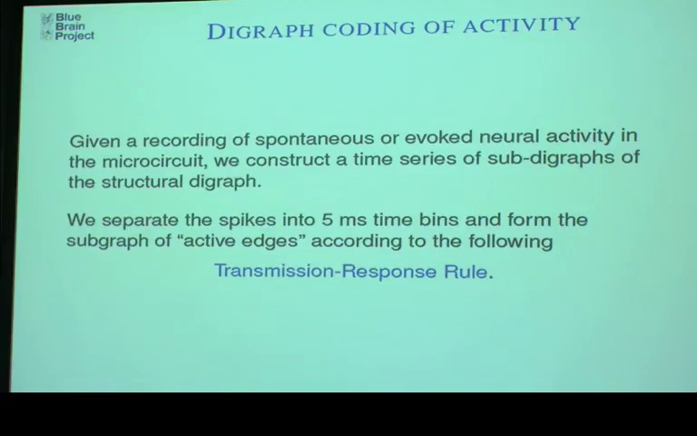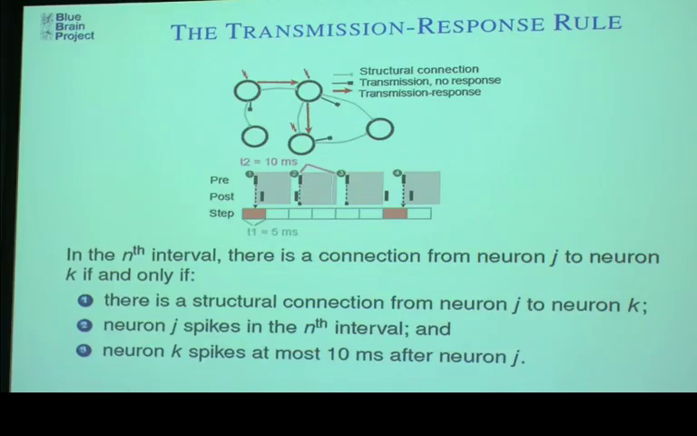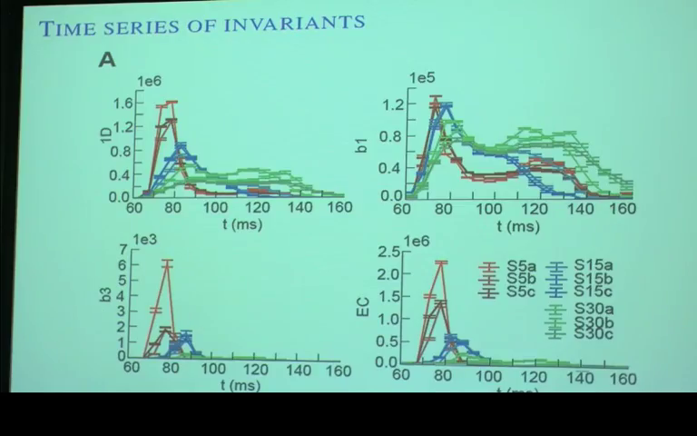In each time bin, you look at the subgraph of active connections in the graph according to a certain transmission response rule. So you start with the structural graph, and at each stage you have some subgraph describing which part of the graph is active. That gives you a time series. Since you have a time series of subgraphs, you have a time series of simplicial complexes, and you can look at what's going on with the numbers of 1-simplices, Betti 1, Betti 3, Euler characteristic, whatever you want. And this was for 9 different input stimuli.